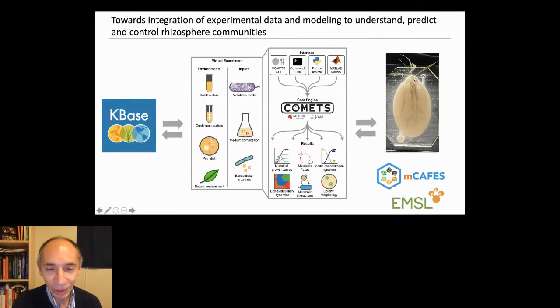This is showing just the structure of the COMETS ecosystem right now, where we can import metabolic models, medium compositions from KBase, and we're heavily using this now in the MCAFES project headed by Trent Northern, where we will simulate the spatial structure of roots and the microbial communities growing around roots. We're thrilled also to have now a partnership with EMSO to do some of these measurements. And I think one of the things I envision happening is that we'll be able, hopefully, to run COMETS within KBase and have an integrated set of experimental and modeling data set combinations to do ecosystem modeling.